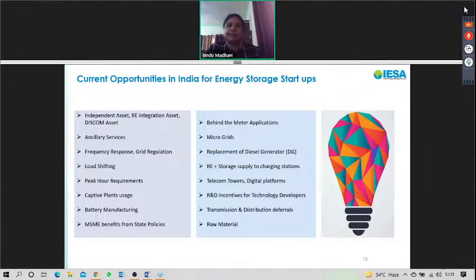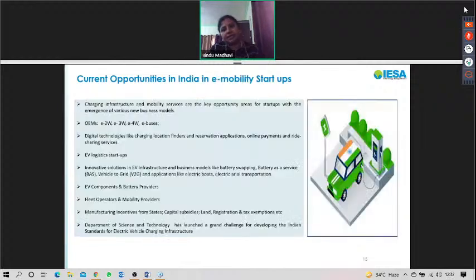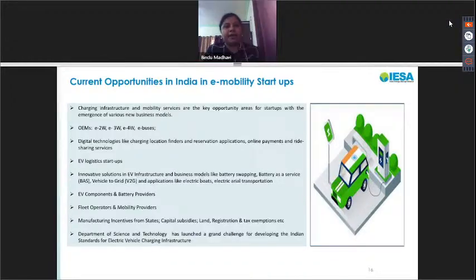So there is a lot of opportunity behind the meter at the internal levels for telecom towers, raw material manufacturing, etc. Coming to the opportunities for e-mobility startups, there is a lot of opportunity in this space. Already many of them have taken place. Many enthusiasts have been given very significant amounts of investment. So you can see digital technologies will be coming up. EV logistics startups are there, and innovative solutions for EV infra and business models.